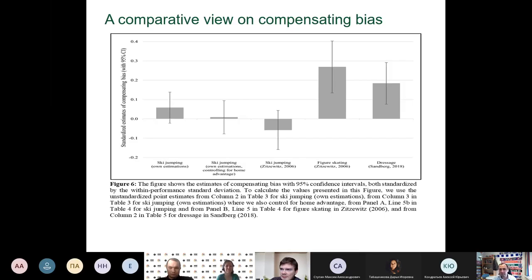Now let's go to compensating bias. Some papers found that there is compensating bias, like strategic voting, in figure skating and dressage, but we didn't find that. We find zero effect. Without home advantage, this is a bit high, but when you control for home advantage, you find zero effect. Those papers did not control for home advantage, first of all, and you see that the bias becomes zero because they simply perform better at home. So you have to control for this.